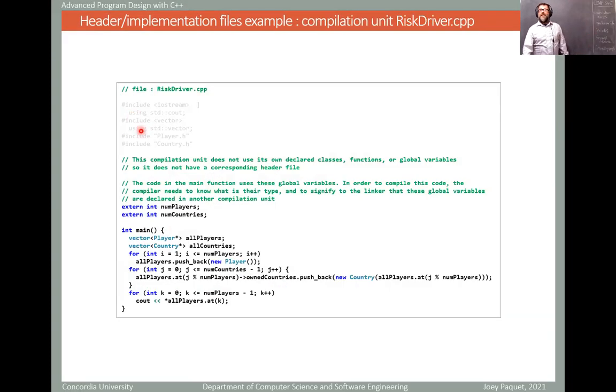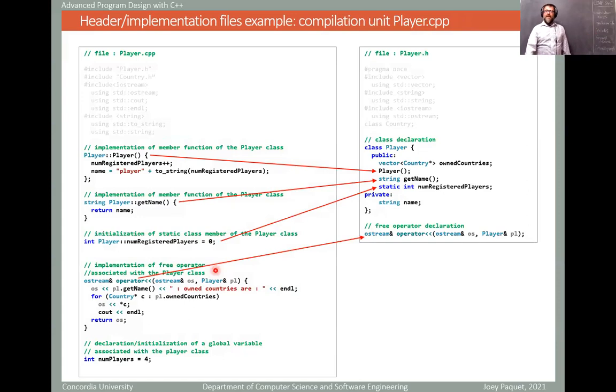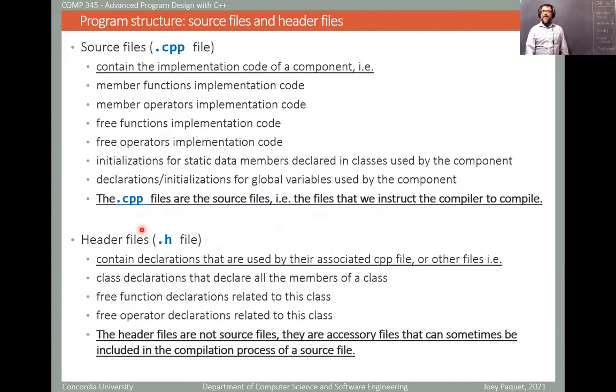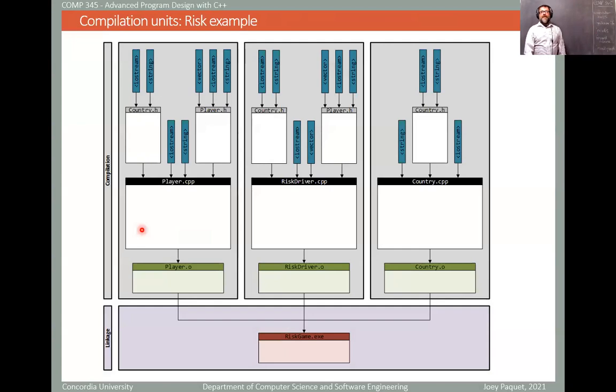So when the compiler compiles this, if you did not have this declaration, it would say num countries is undefined. The fact of the matter is that they have been defined, but inside the CPP file of the other compilation units. Now, if I go back to this, you would see that my global variable num players would actually be in this object file, whereas my risk driver is using them from here. So the linker would need to link the use of these global variables.